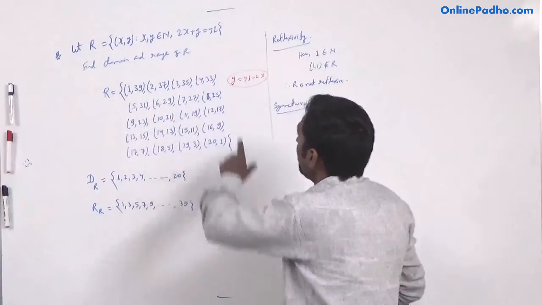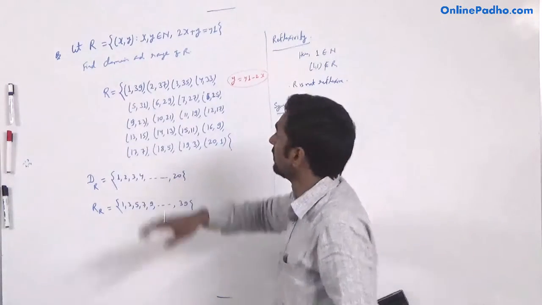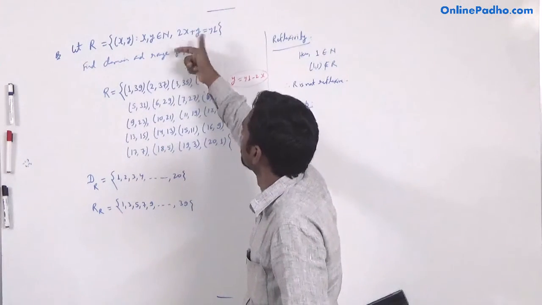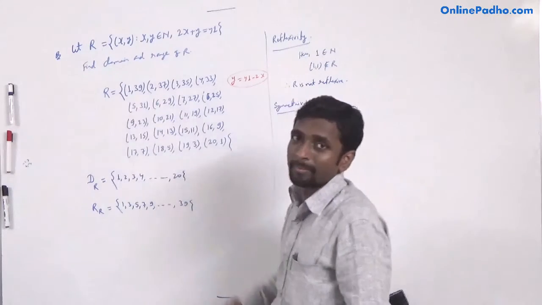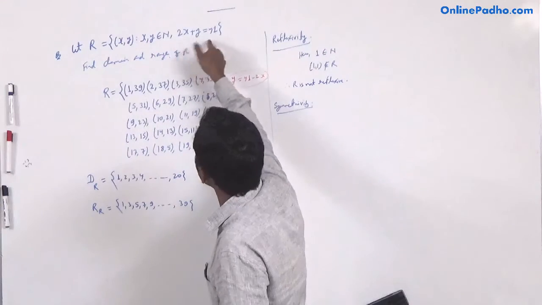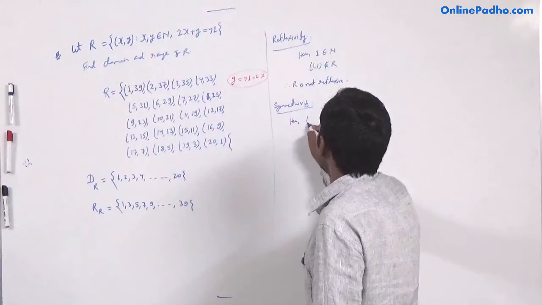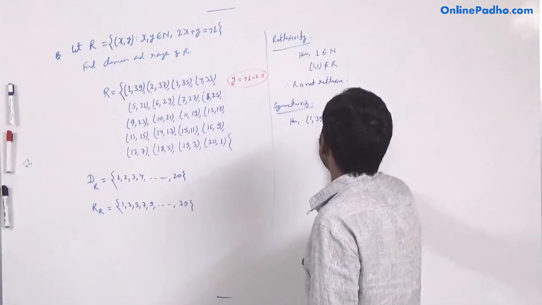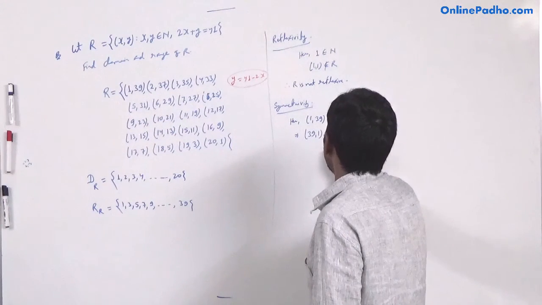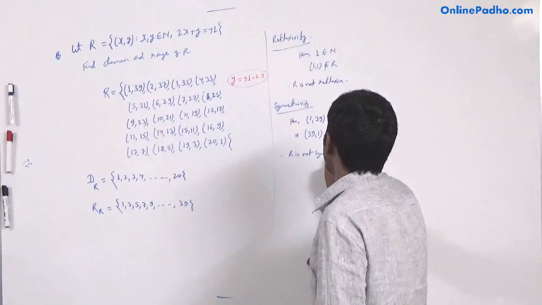If the equation were x plus y equal to 41, in that case it would be symmetric, but here 2x plus y equal to 41, the coefficients are different for x and y, so this does not satisfy in both ways. If (1,39) satisfies this relation, then (39,1) cannot satisfy this relation. So here we can take any example. Since (1,39) belongs to the relation, but (39,1) does not belong to the relation, therefore R is not symmetric. R is not symmetric. Very simple.